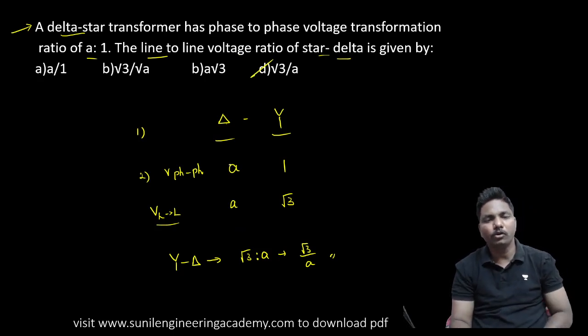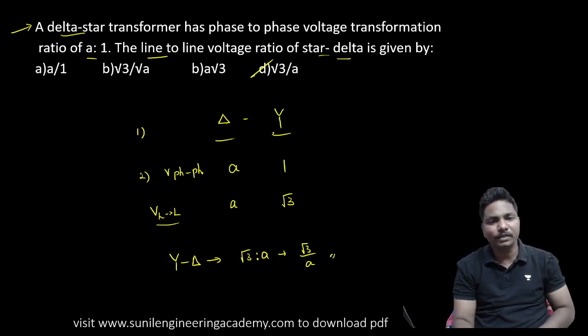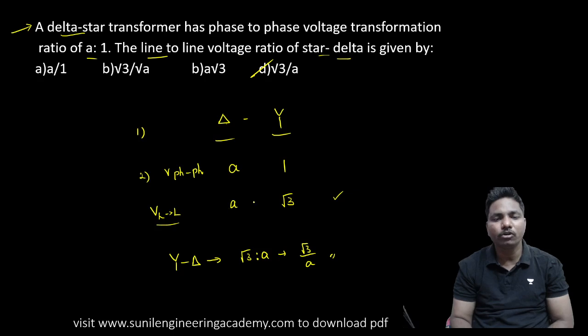So like that you have to do. First step, whatever the transformer they have given. Second step, write down the phase to phase ratio they have given, and convert it into a line value. If they are asking the same connection, give A by root 3. If they have given the reverse, root 3 by A.